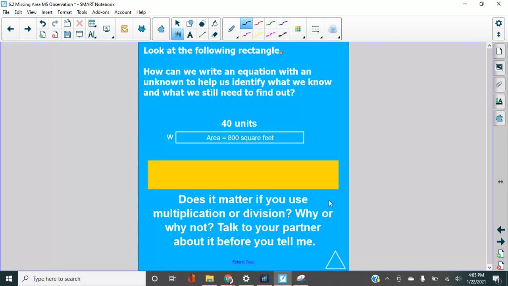It doesn't matter. Either one works. So let's use multiplication here first. 40 times something that we don't know equals 800. All right. So I have to think about what could be true here. So 4 times something equals 8. Well, that's 2.